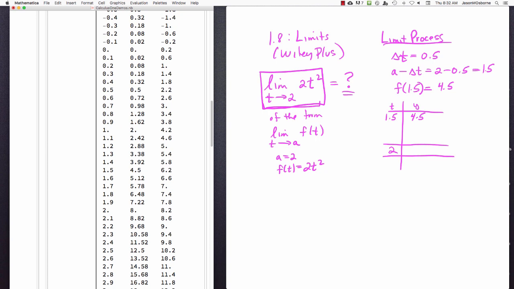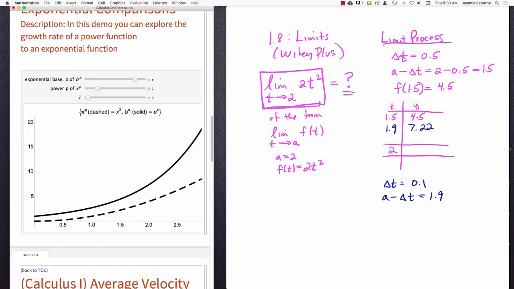When you choose delta t equal to, say, 0.1, that means a minus delta t is 1.9, so we put 1.9 in the table and look at the value of the function at 1.9, and that is 7.22. Now we need to continue this process, right?